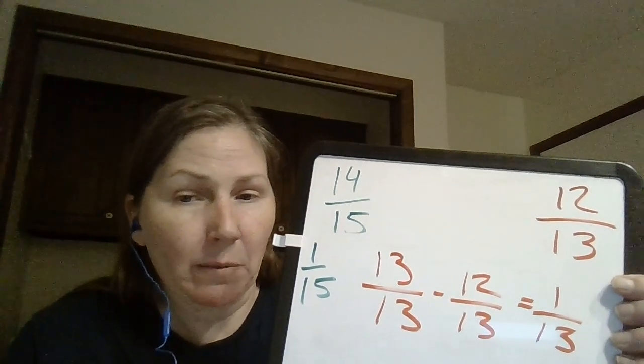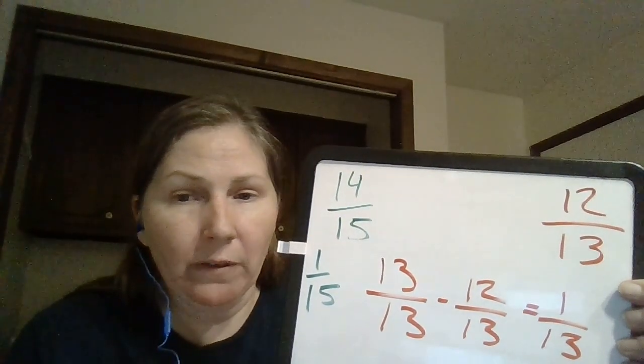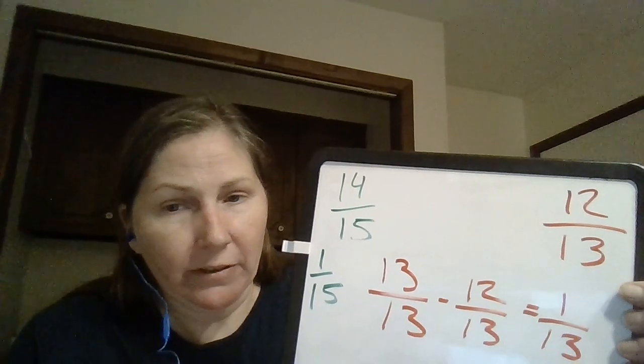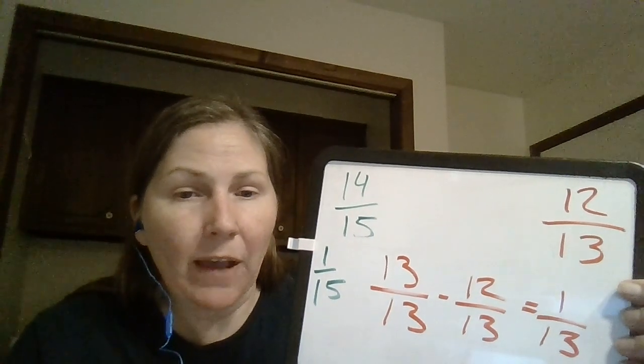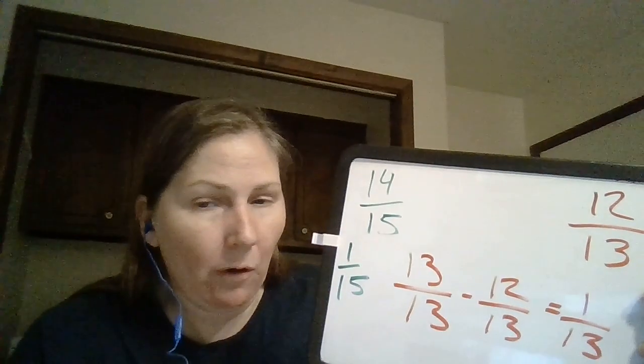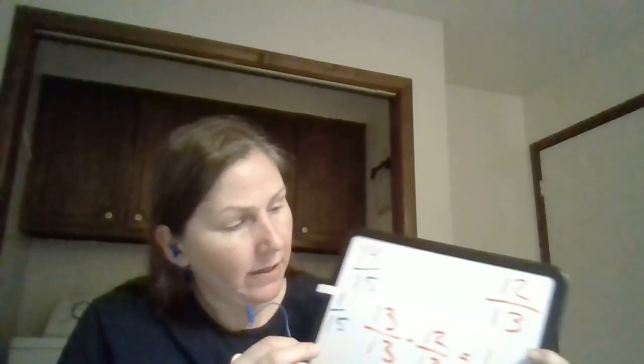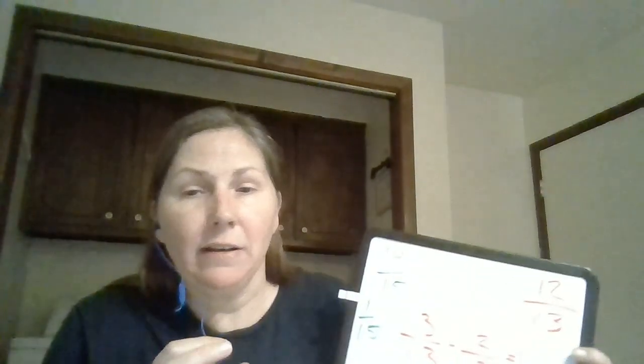So we see that the missing piece is 1/13 for this fraction, as 13 minus 12 equals 1, and our denominator stays the same, of course. So that makes it 1/13. One piece is missing to make this a whole fraction. I'm going to do the same and write our piece that's missing underneath our fraction.